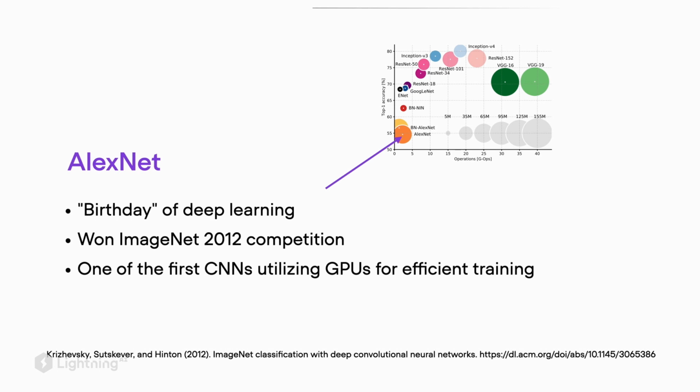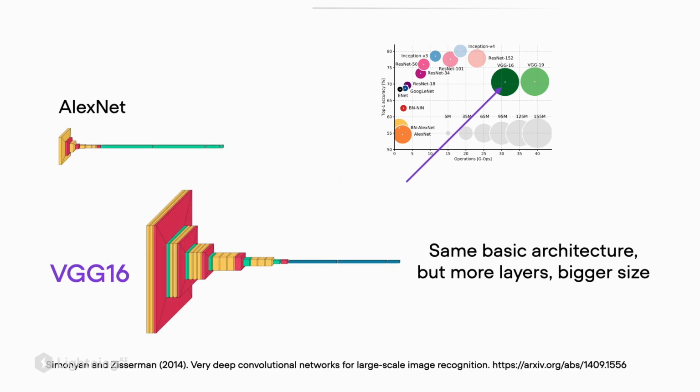So there is of course AlexNet, which some people call the birthday of deep learning. And AlexNet, as we have learned in the previous video, was very famous because it won the ImageNet 2012 competition. And the other reason why it's famous is that it demonstrated that we can use GPUs for the efficient training of neural networks on large datasets. Another very popular architecture is the VGG16 architecture. This is a network consisting of 16 layers, and it's essentially very similar to AlexNet, except that it is a bit larger and has a higher predictive accuracy.